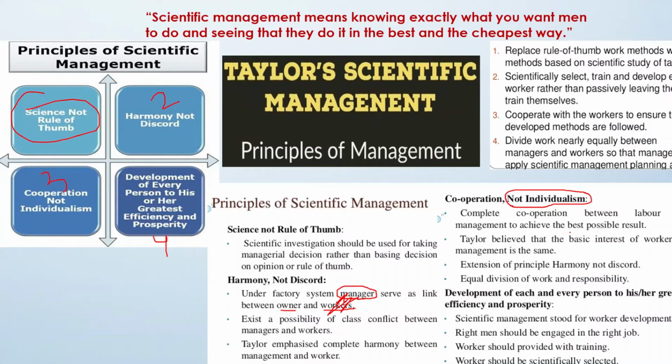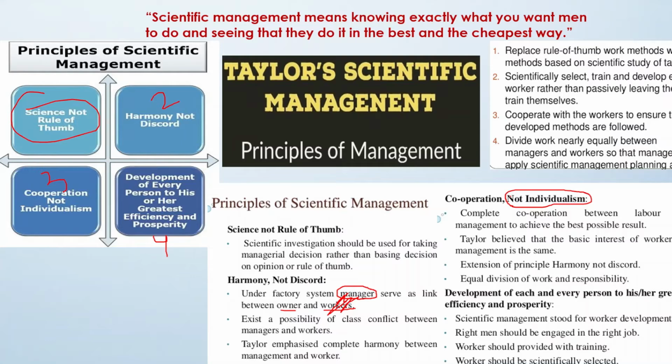So with harmony, as the second rule says, and with cooperation, the work can happen smoothly. Okay, there is no place for individualism. They have to cooperate with each other, they have to be in harmony to achieve the goals of the organization.